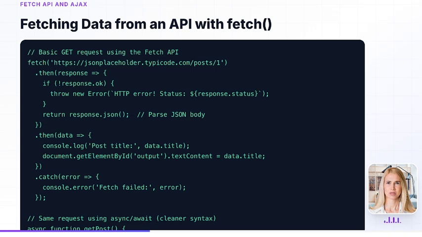The Fetch API is the modern replacement for XMLHttpRequest, giving us a promise-based way to make HTTP requests directly in the browser. You can chain .then calls to handle the response and parse JSON, or use async/await for code that reads more like synchronous logic. Always check response.ok before parsing, since Fetch only rejects on network failures, not on 4xx or 5xx status codes.